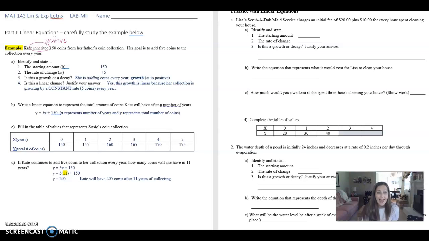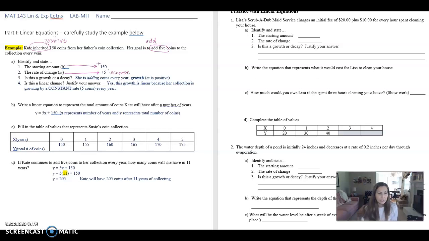Her goal is to add 5 coins. Well, again, we have another word that means positive, and it means add. For linear and exponential, you're going to have addition or subtraction type words, okay? And so our starting amount is 150 coins. Notice that is positive because she inherited a positive number of coins. And her rate of change, also known as slope, is going to be plus 5. Now, that means this is an increasing function because that slope is positive, okay?